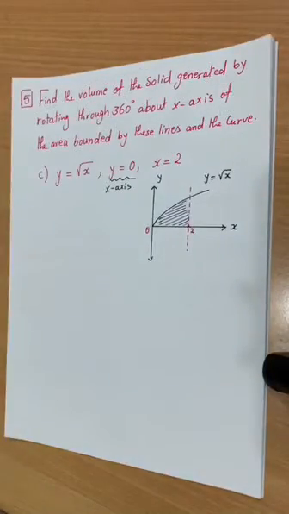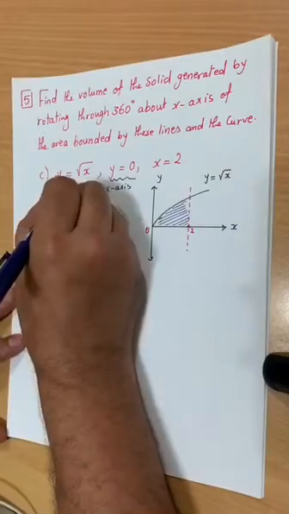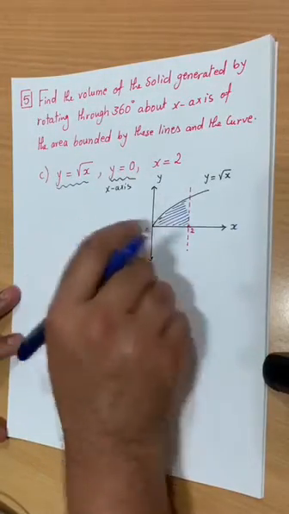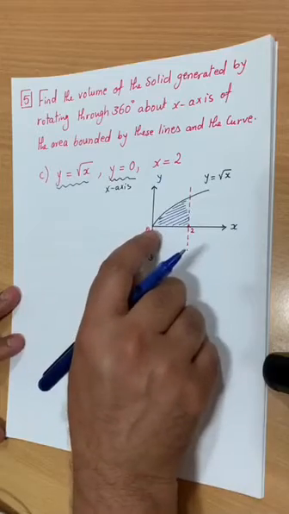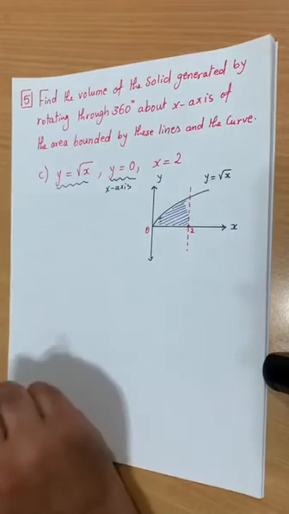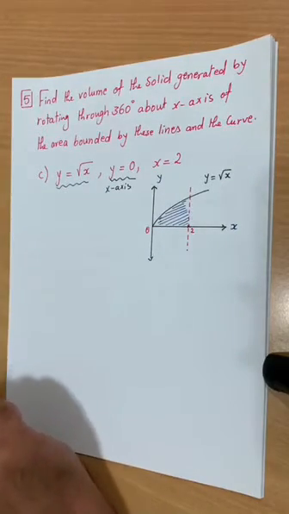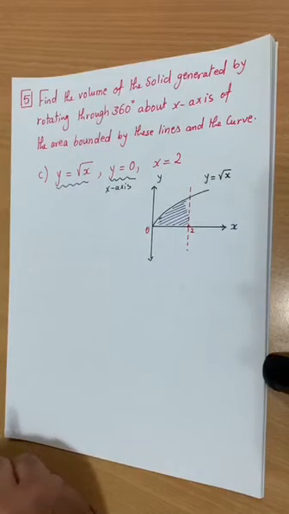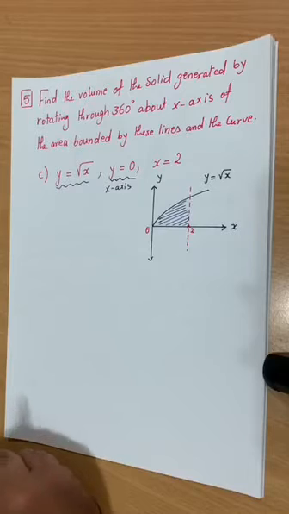Question number 5. Find the volume of the solid generated by rotating through 360 degrees about the x-axis the area bounded by these lines and the curve. This is the equation of the curve, which is given to you, and y equals 0 is the equation of the x-axis. This is the x-axis, and the limits, as you see, are from 0 to 2. I know the sketch is not given to you because the question asks you to sketch the graph. By the way, in the final exam, they will give you the sketch ready on the exam paper.